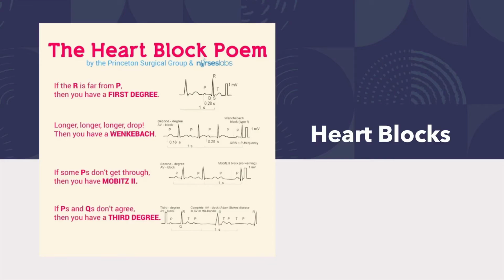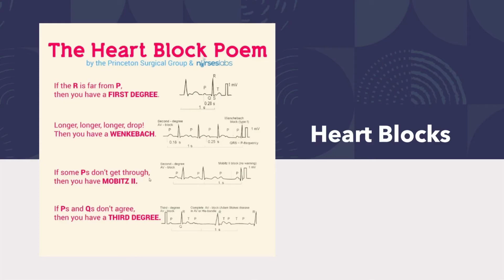There's two types of second degree heart block, type 1 and type 2. Type 1 is often called Wenckebach. Longer, longer, longer, drop. So here we go. P wave, PR interval normal, 0.18. P wave, PR interval looks longer. P wave, really long PR interval, 0.25 seconds. P wave, no QRS complex. Okay, so longer, longer, longer, drop. Then you have a Wenckebach.